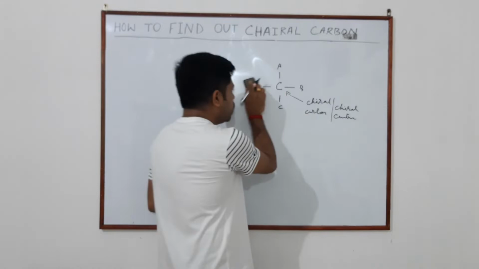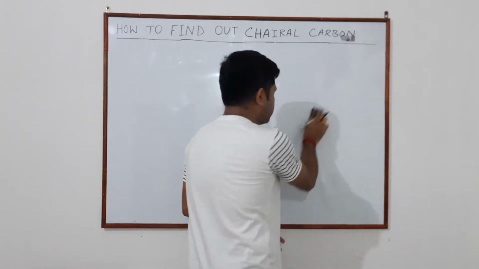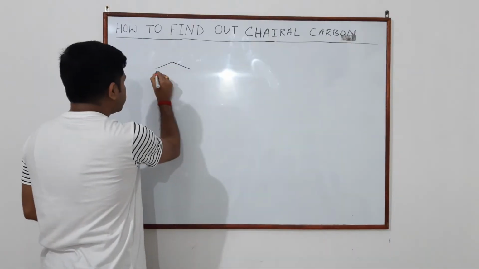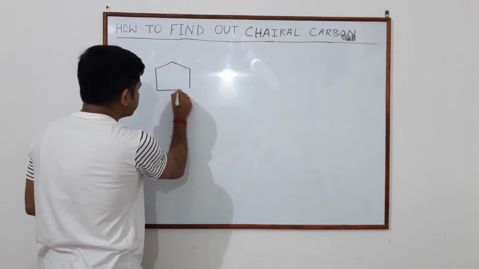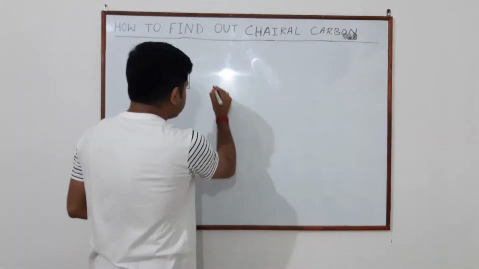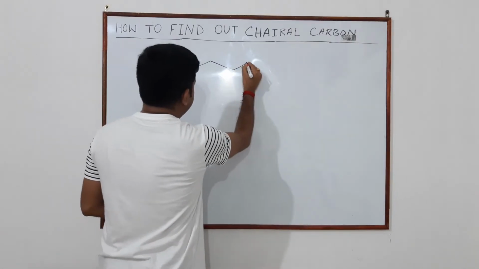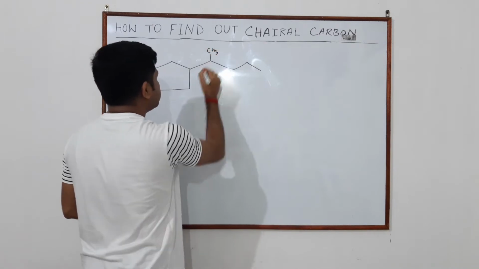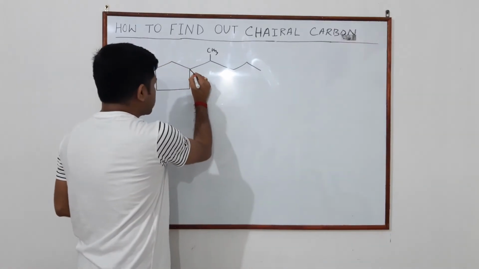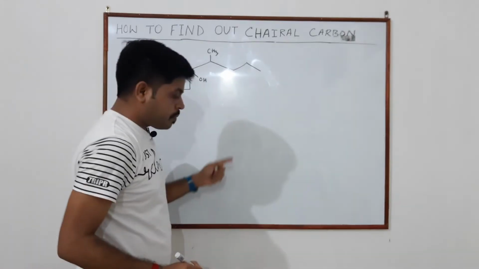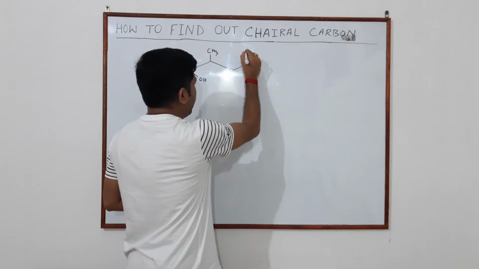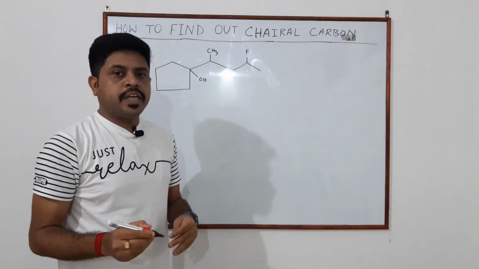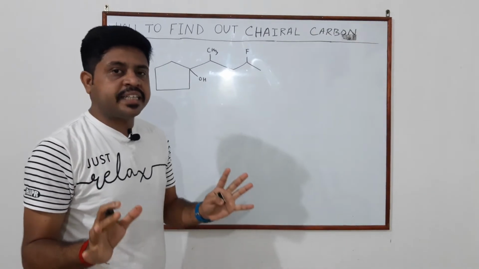Okay, let's see. In today's class, we are taking the first example of this compound. Suppose you have this one. This carbon is attached with another carbon chain. This carbon is attached with one CH3 group. This carbon is attached with one OH group. This carbon is attached with one fluorine atom. Now for this compound, we will find out how many chiral centers are there.